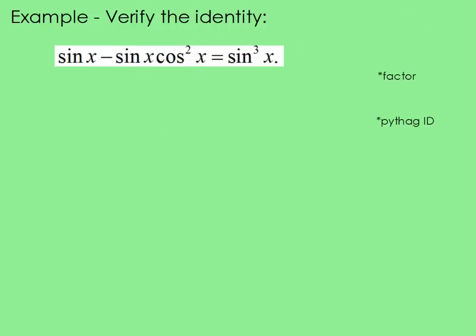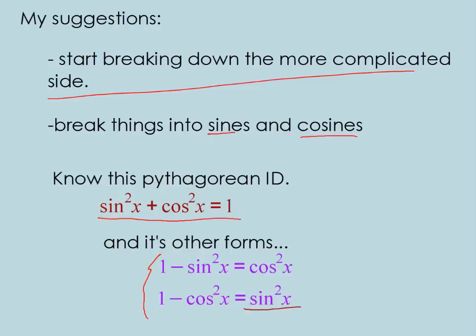So I'm going to verify this identity. Now, okay, left side's more complicated. But the first thing I might do, and you always try a few different things, you might say, hey, look, you can factor out a sine of x on both sides, on the left. So I'm going to factor out a sine, and you're left with 1 minus cosine squared equals sine cubed. All right? 1 minus cosine squared, I go back to those Pythagorean identities. One of those identities said 1 minus cosine squared equals sine squared.